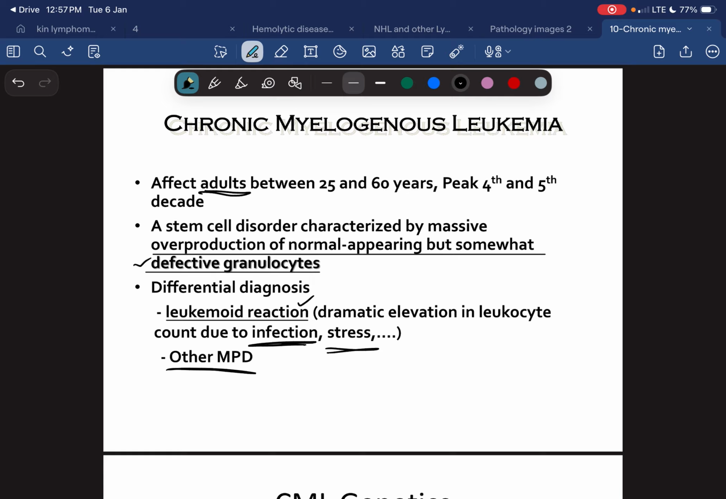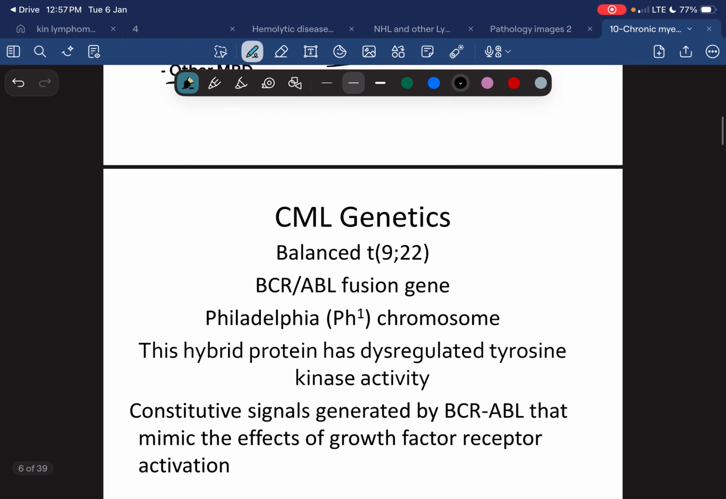We said the Philadelphia chromosome is characteristic of CML. This hybrid protein has a dysregulated tyrosine kinase activity with constitutive signals that lead to growth factor receptor activation. Okay? Mimicking growth factor receptor activation. So it is continuous tyrosine kinase activity and overproduction of mature granulocytes.